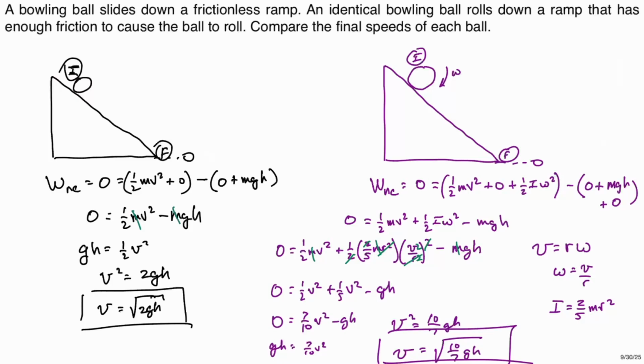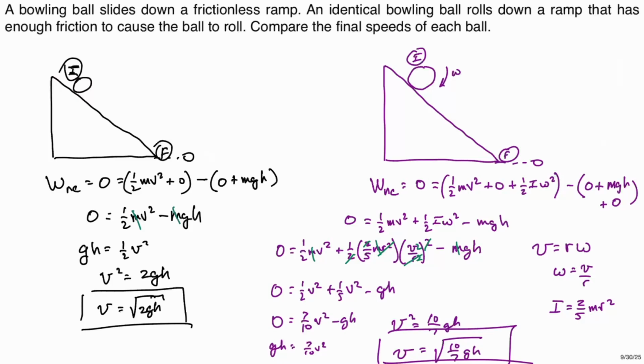If the height's the same, they started with the same amount of energy. Energy has to be conserved, so they ended with the same amount of energy. Where did the energy go? Into making it rotate. Energy had to be used to get the ball to rotate. That was energy that could not be used for getting the ball to translate or to move its center of mass.